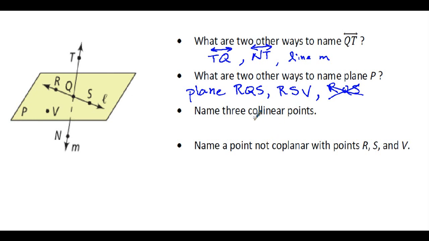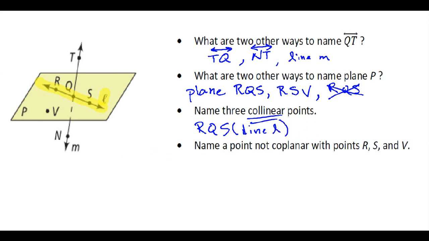Name 3 collinear points. All right, collinear points are points that lie on the same line. So let's go ahead and use, say, this example here. If I use this one right here, line L, then the points that are collinear are R, Q, and S. So I could say R, Q, and S, and that would be for line L.